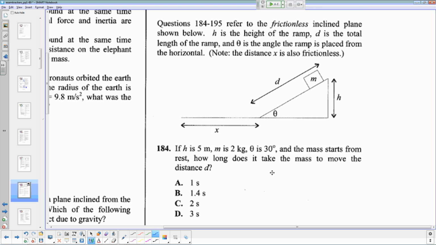All right, so I have this frictionless inclined plane. H is the height of the ramp, b is the total length of the ramp, and theta is the angle from the horizontal. Given those values, how long does it take the mass to move the distance d?